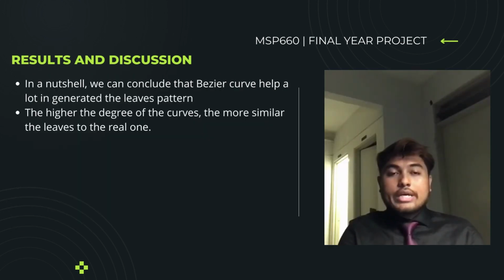In a nutshell, we can conclude that the Bezier curve is very good at generating the leaf pattern. We can clearly validate that the outcome after modeling with MATLAB produces the shape of the real leaf that we picked. The higher the degree of the curve, the more similar the leaf is to the real one. Clearly, the error will decrease to produce the best shape of the leaf.